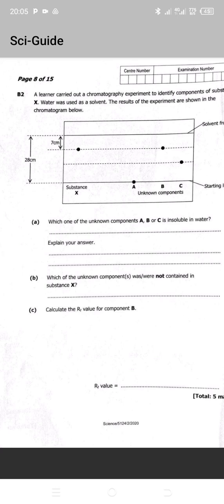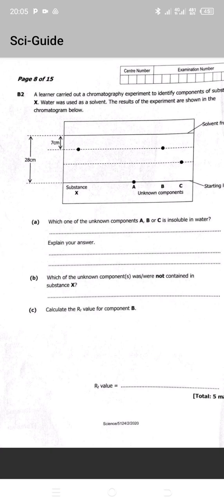Usually what I do is I love explaining, so that before I give an answer, somebody may be able to find the answer on their own. So which one of the unknown components A, B, or C is insoluble in water? It is not always water. At times they can just say insoluble, so the solvent is not always water. They can use other solvents. So from there, which component is insoluble?